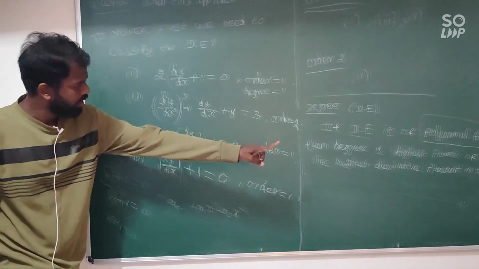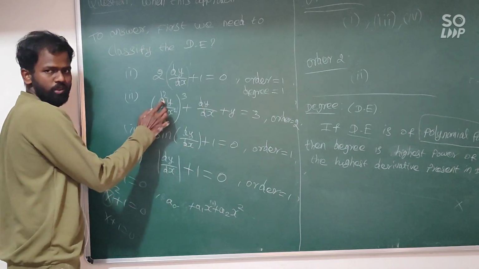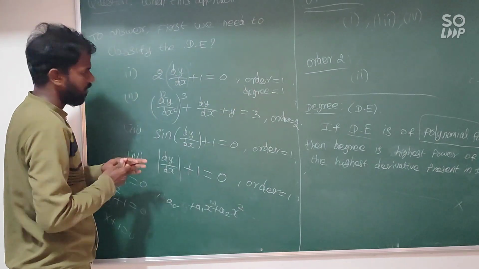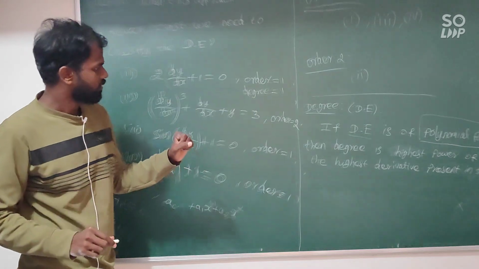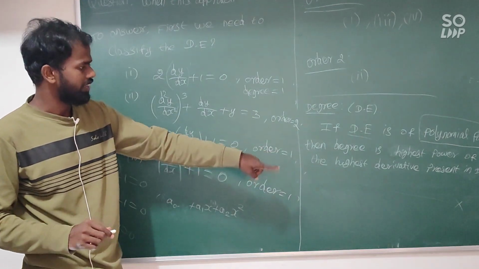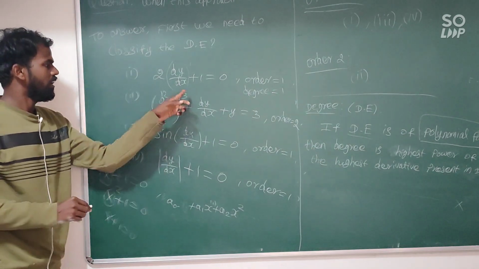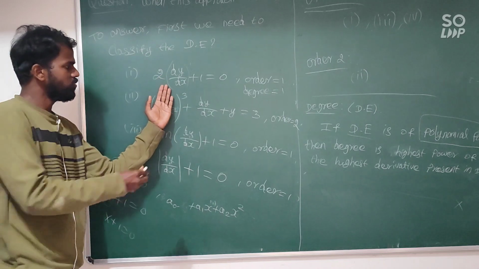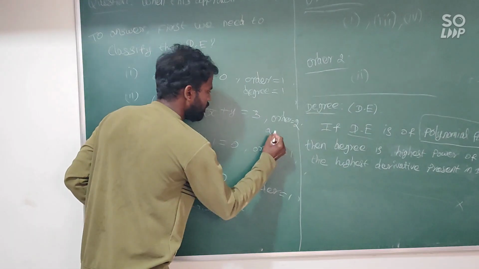Likewise, you go to the second one. Is it in polynomial form? Yes. You have something like dy by dx, which you can consider as squared. It is in polynomial form. Now, the degree is the highest power of the highest derivative. First you find the highest derivative, and you found it is d squared y by dx squared. In this, what is the power? 3. So that means here the degree is 3.